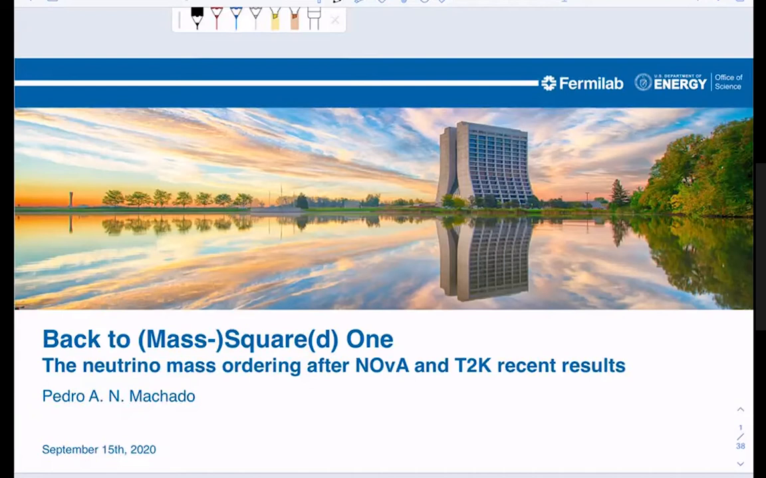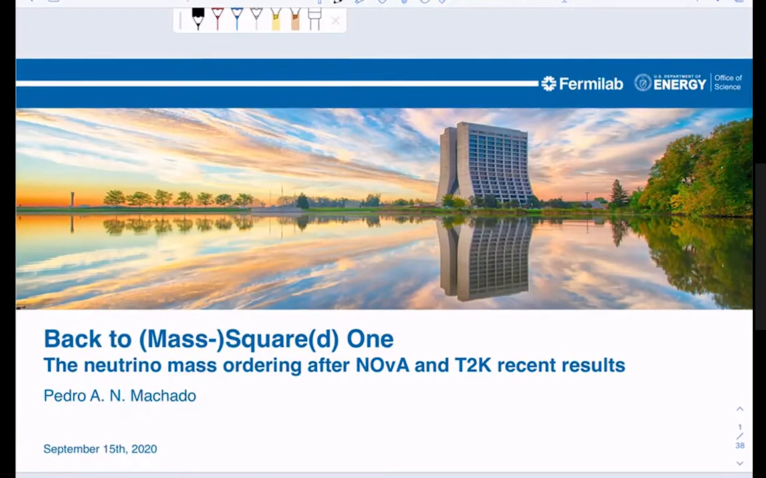But what I want to talk about is the mass ordering. So recently there was the Neutrino 2020 conference and a few things changed, and it changed in, I would dare to say, an unexpected way. And this is what I'm going to talk about.